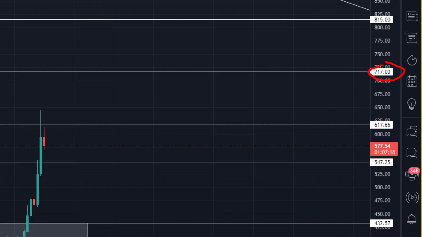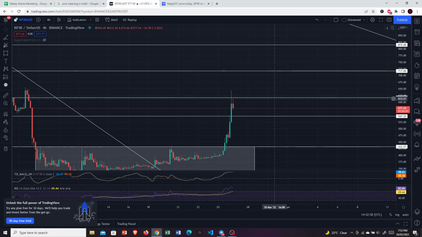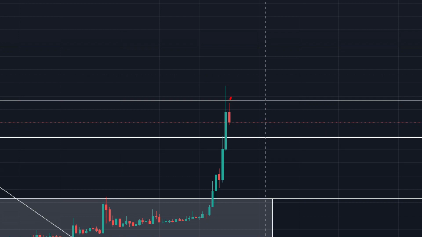These are the two more resistances to the upside, 717 and 815. So this is going to be resistance 1, this is resistance 2, and this is resistance 3. If Keeper manages to close above this 617 level on the daily time frame, then we have a chance that we can retest these resistances to the upside. For example, if Keeper closes somewhere over here above this resistance, then we can enter into a range for a while, and then we can retest this level again.